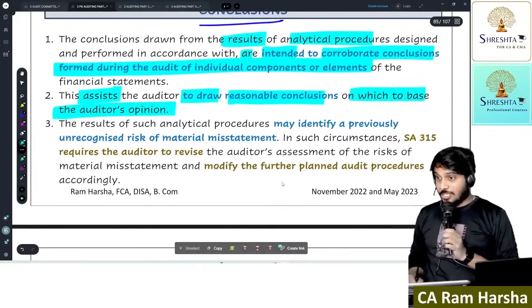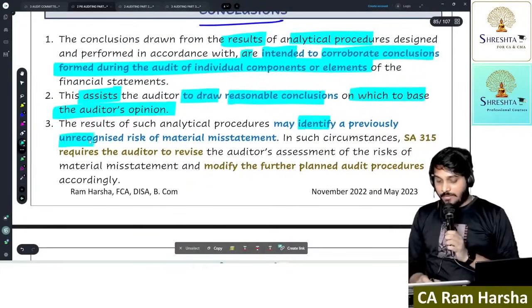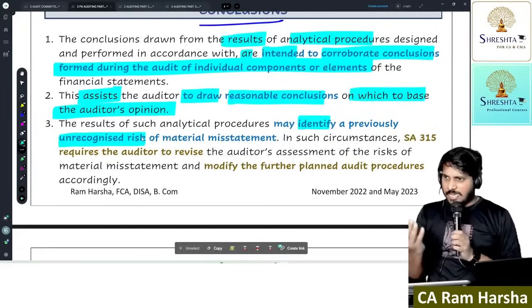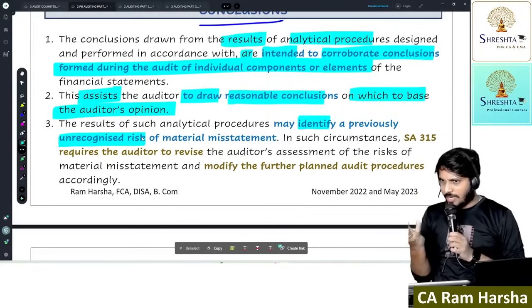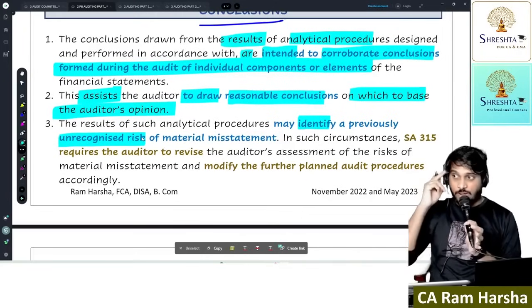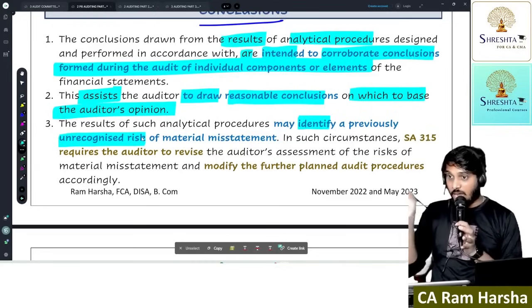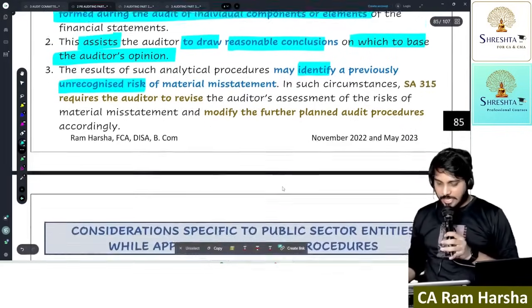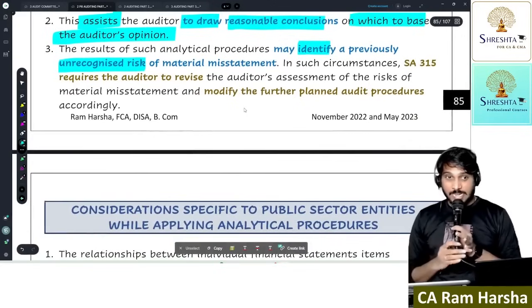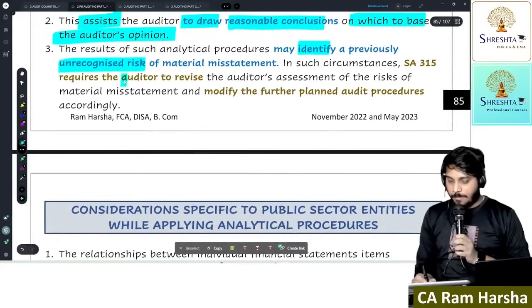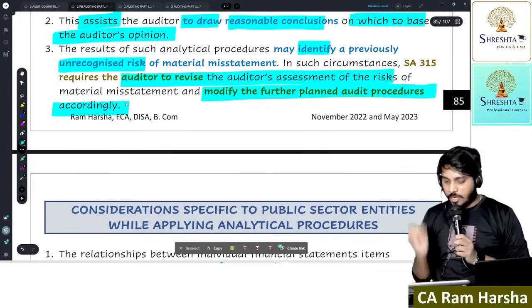Because of analytical procedures, you will identify previously unidentified risk. Correct? Normally when I apply controls evaluation, normally when I check actual transactions, vouchers and all sample, I may not identify any problem in that. But when I logically think why this account has unusual variation, then only I discovered it. Correct? In such circumstance, whenever the auditor identifies previously unidentified fluctuation or risk, please revise your assessment of risk and modify further audit procedures accordingly.